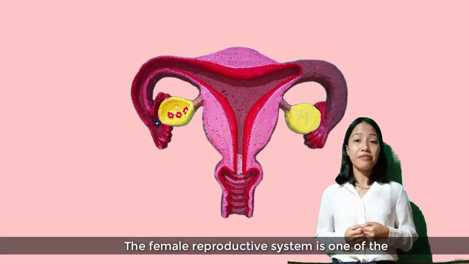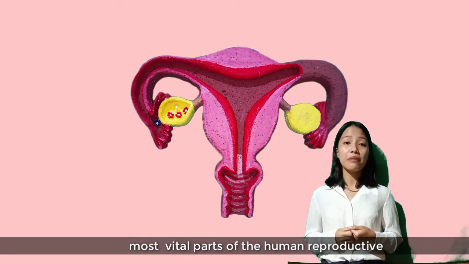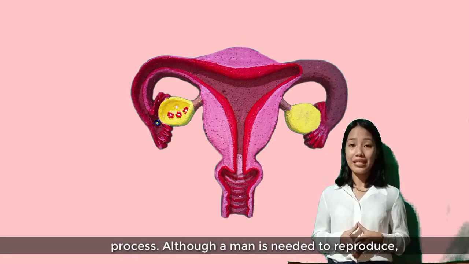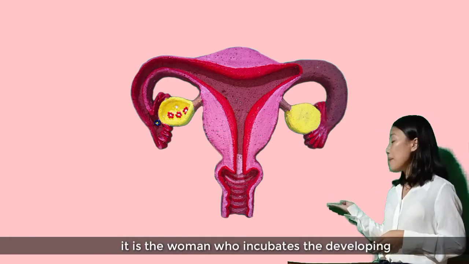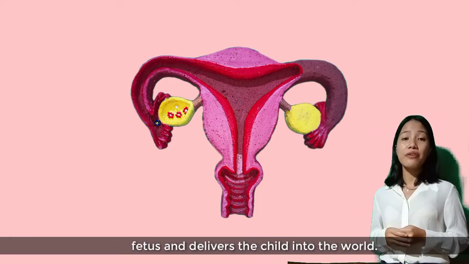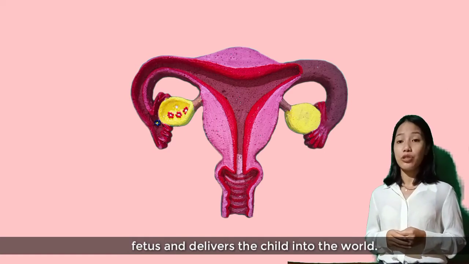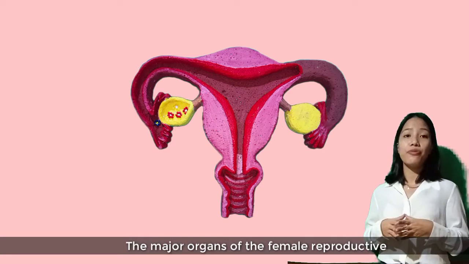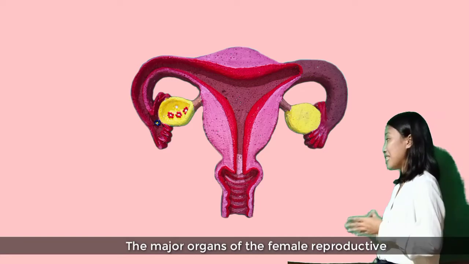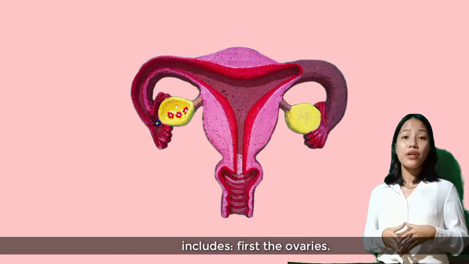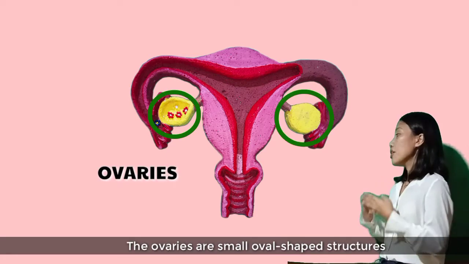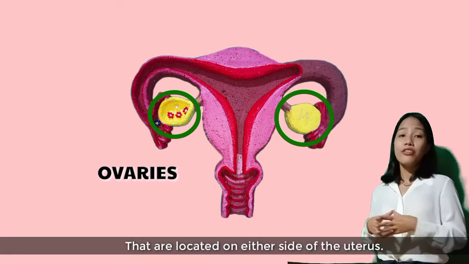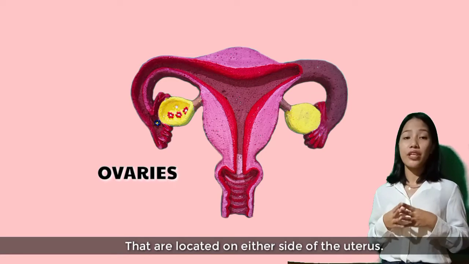The female reproductive system is one of the most vital parts of the human reproductive process. Although a man is needed to reproduce, it is the woman who incubates the developing fetus and delivers the child into the world. The major organs of the female reproductive system include the ovaries. The ovaries are small, oval-shaped glands that are located on either side of the uterus.